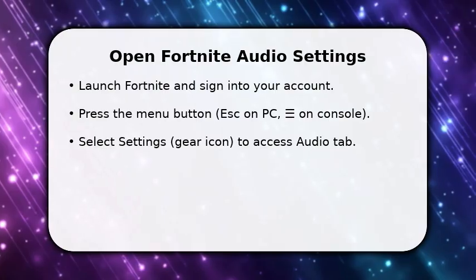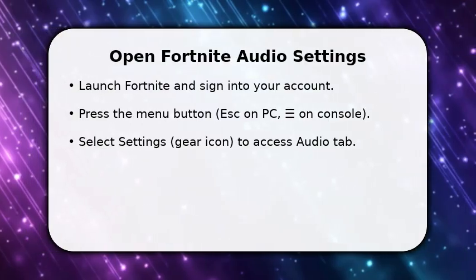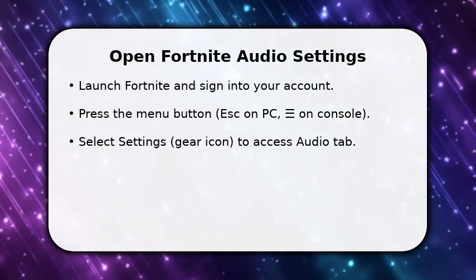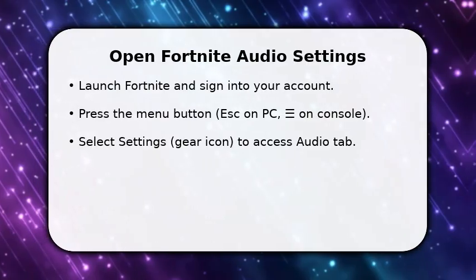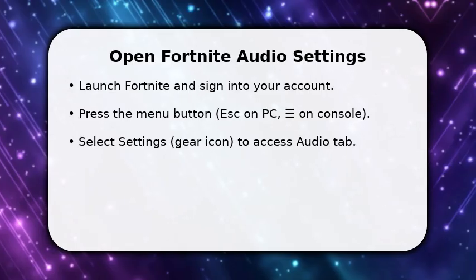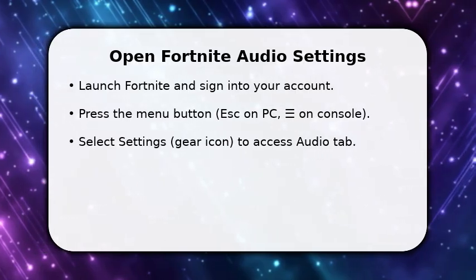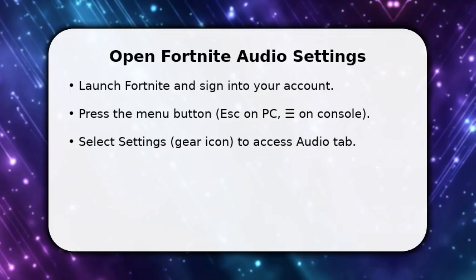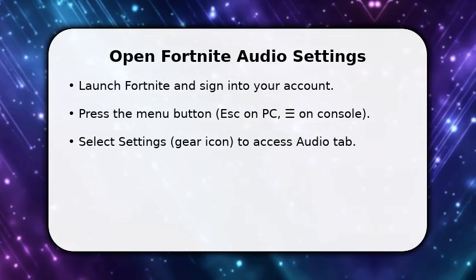You start by launching Fortnite and signing in so your settings persist across sessions. Once the lobby loads, press the menu, ESC on PC or the System button on console, and choose Settings from the gear icon. You want to get directly to the Audio tab. This is where music controls live.